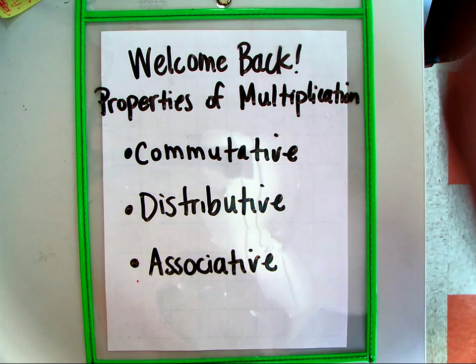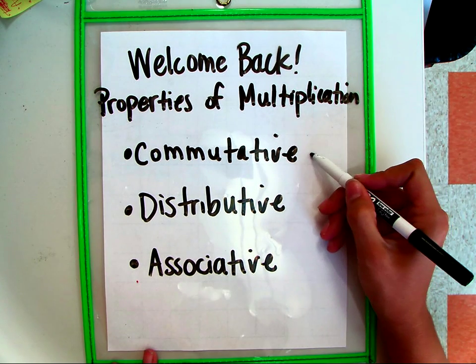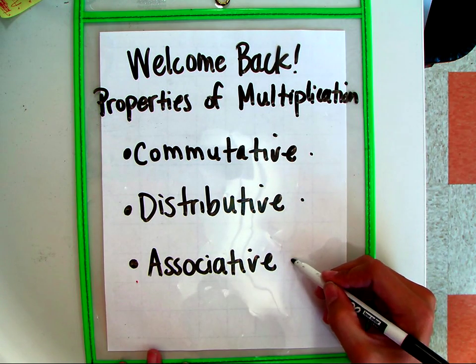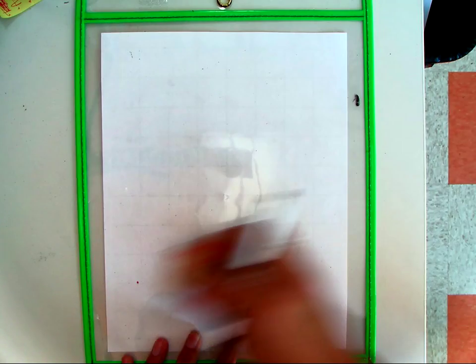Welcome back, families. Today we're going to talk about the three properties of multiplication. We have the commutative property, the distributive property, and the associative property. So I'm going to start with the commutative property.